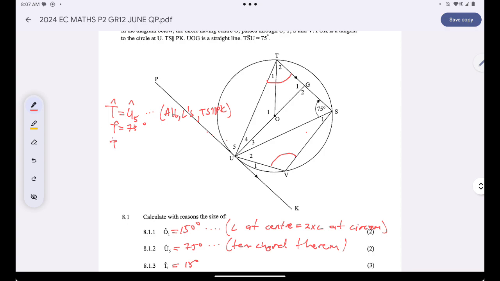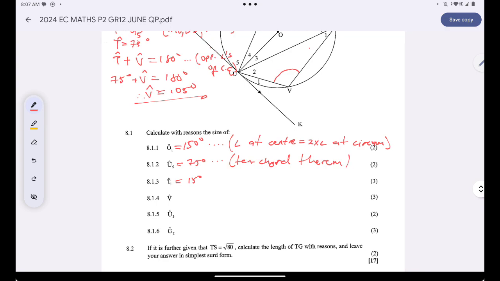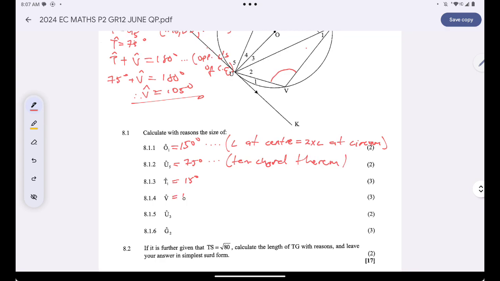However, angle T plus V must add up to 180 degrees. These are opposite angles of a cyclic quad. I'll just write CQ there. Right, together. If this is 75 degrees, I don't know what this one is. I can simply say therefore angle V is equal to 105 degrees. So V is equal to 105 degrees.